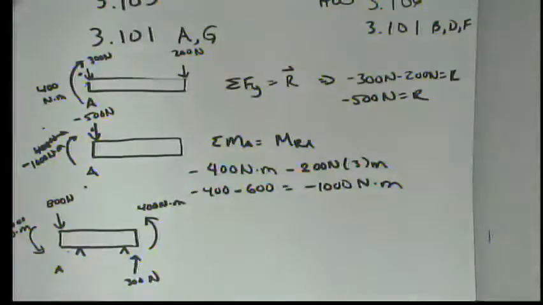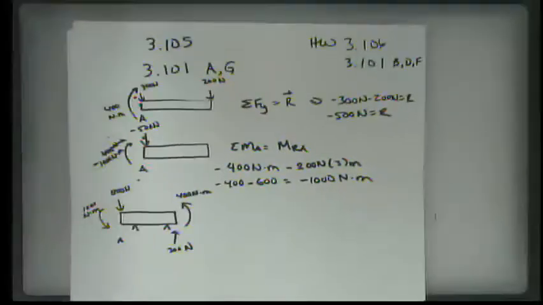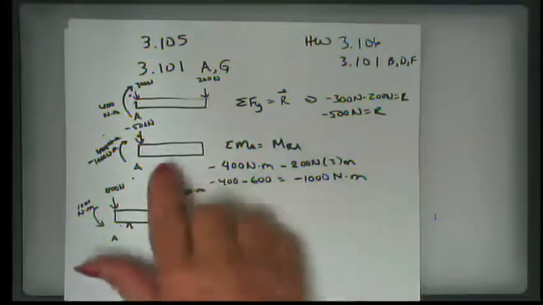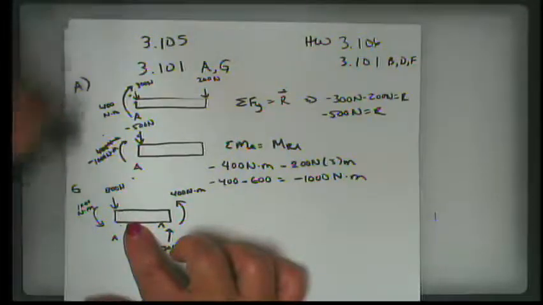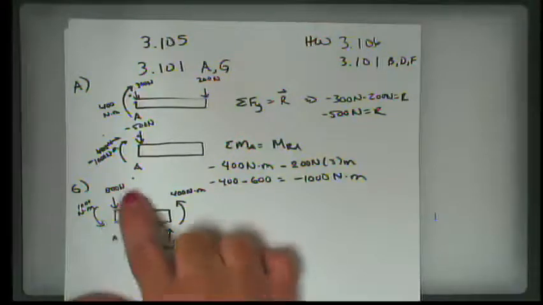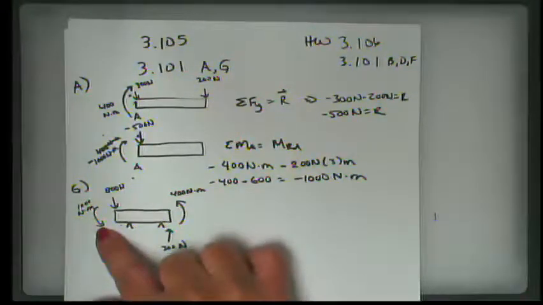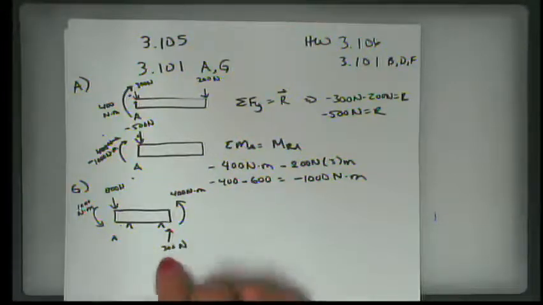Oops, I got to spin this out a little bit. Sorry. Let me get this. There we go. All right, so going through that again, this is problem A, or part A. This is part G. So we have an 800 Newton applied force at point A, a 1,000 Newton meter moment, and a 400 Newton meter moment, and then a 300 Newton force at point B.